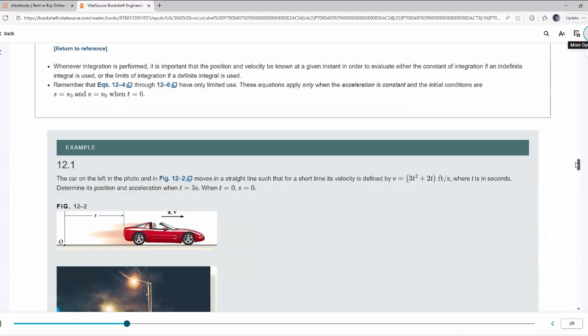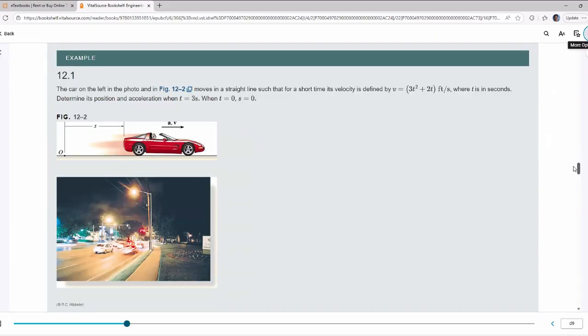Okay, let's work on the first problem of this semester. The car on the left in the photo and the figure down below moves along a straight line such that for a short time its velocity is given, as a function of time t, by v equals 3t squared plus 2t feet per second, English unit. t is given in seconds. Determine its position and acceleration when time is 3 seconds. 3 s means s is not, in this case, position. s is seconds.